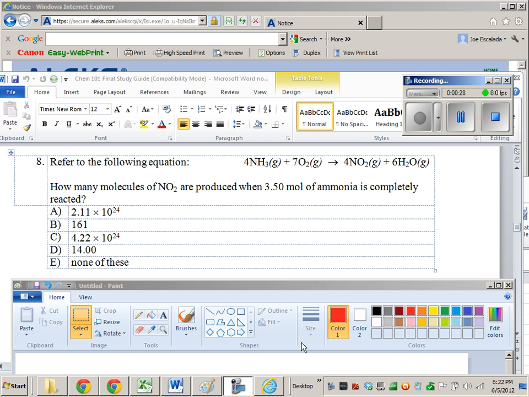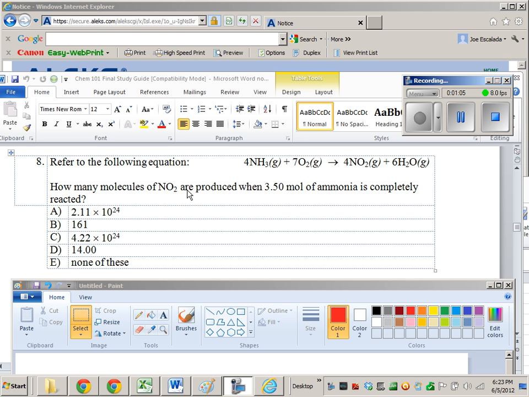And I need to make sure that these are actually balanced. There's 4 nitrogens in the reactants, 4 nitrogens in the products, so the nitrogens are balanced. 12 hydrogens, 4 times 3 in the reactants, and 6 times 2 or 12, again, hydrogens in the products, so that's balanced as well. And then for oxygens, there's 14, 7 times 2 in the reactants, and there's 4 times 2, 8, plus 6 times 1. So again, 14. So everything's balanced. Nitrogen, hydrogen, oxygen, they're all balanced. So we can use this.